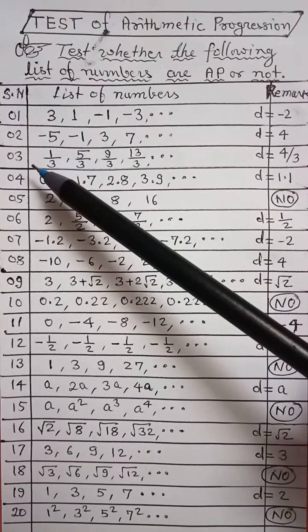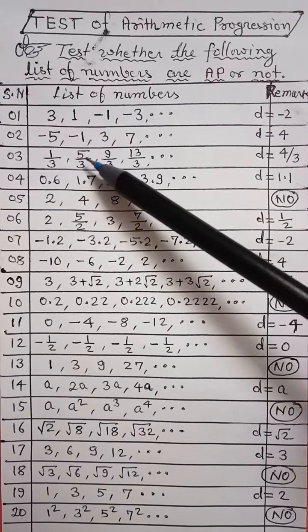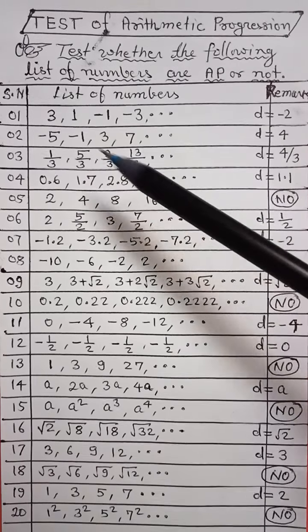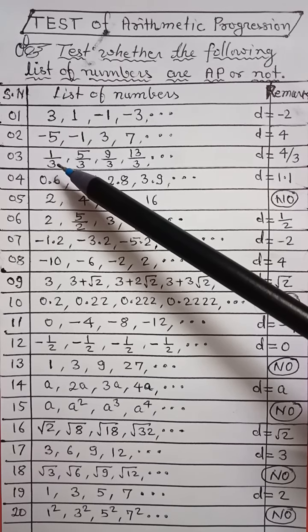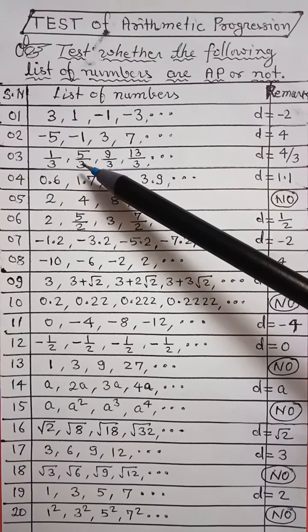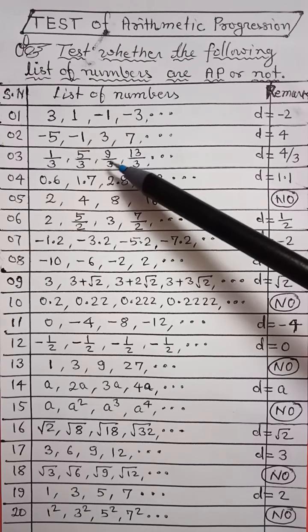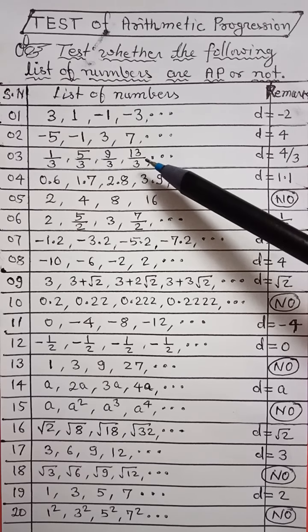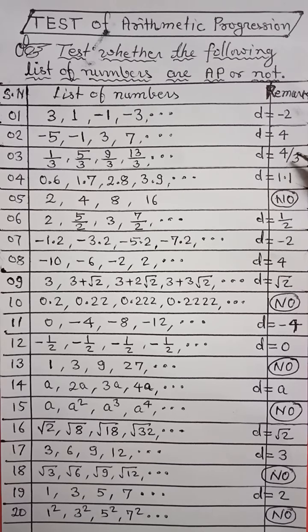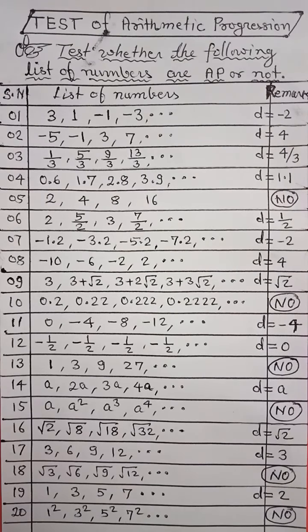Now here let us look at the third example. Here the first term is 1 by 3, the second term is 5 by 3 and so on. Now 5 by 3 minus 1 by 3, that is 4 by 3. 9 by 3 minus 5 by 3 is again 4 by 3. 13 by 3 minus 9 by 3 is again 4 by 3. That means the common difference is 4 by 3. Since we have a common difference, this sequence is an example of arithmetic progression.